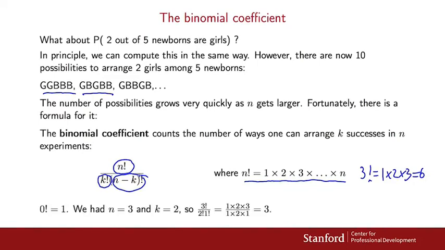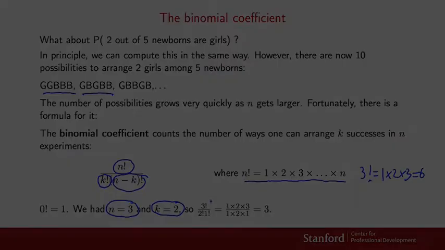In our previous example, we had n equals 3 births, and we wanted to know what are the chances to get k equal 2 girls. So we have to compute 3 factorial over 2 factorial times 1 factorial, which gives us 3. And that's exactly what we got when we did it by hand.